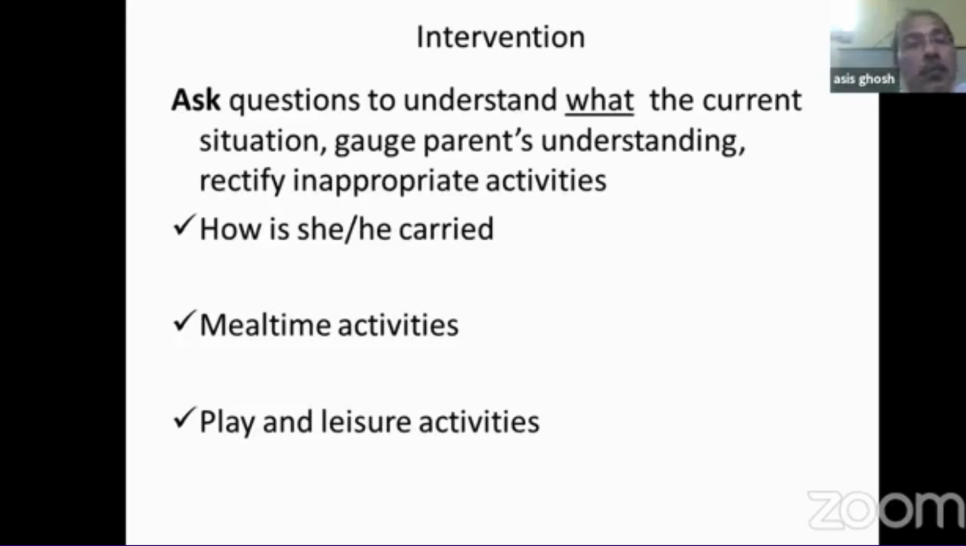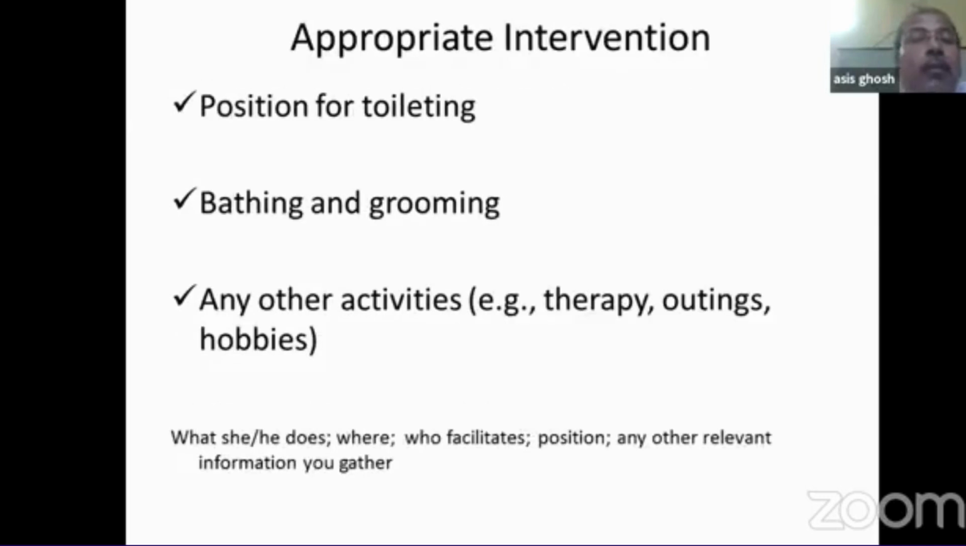What about the mealtime activities? Most of the children who do not have head control will not develop chewing ability, swallowing ability. So they are mostly fed liquid in lying position on the mother's lap. And what about the play and leisure activities? What are they doing? What is the position for toileting, bathing, grooming, any other activities? If they have had therapy previously shown by any other therapists or from any other hospitals, what about the outings? Is the child taken out of the home? What are the child's hobbies? And here the note is what the child does, where the child does, who facilitates all these activities, in what position the child does these activities, or any other relevant information that you gather.